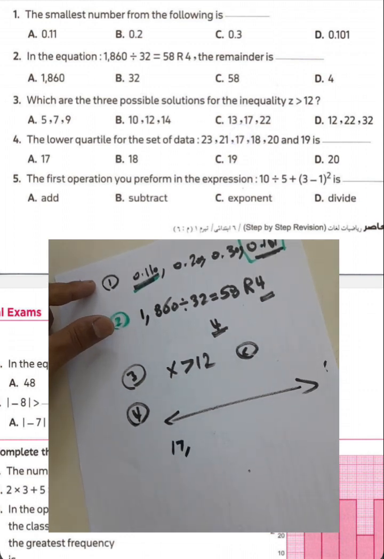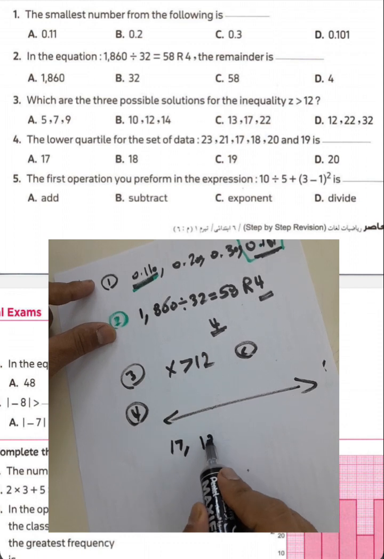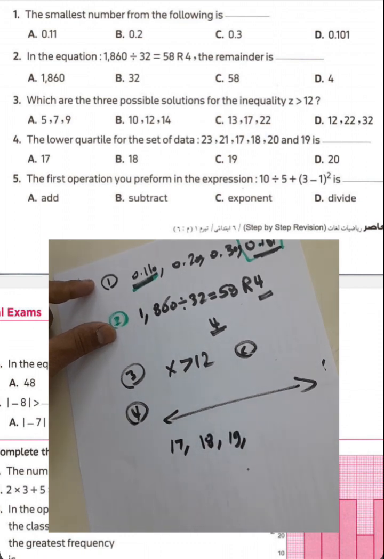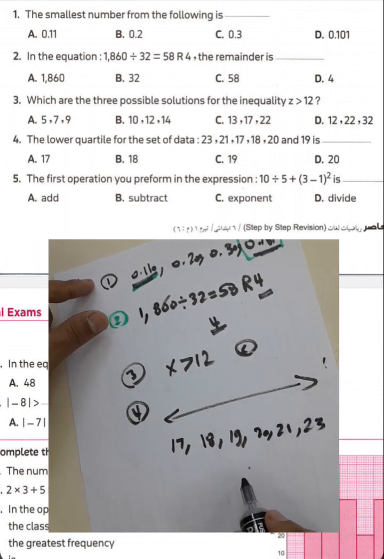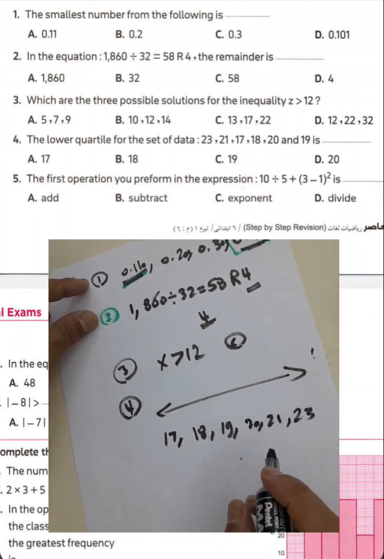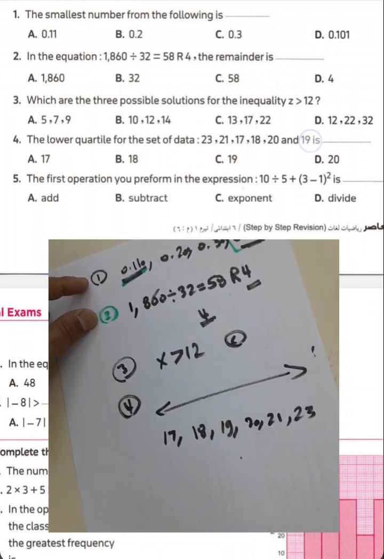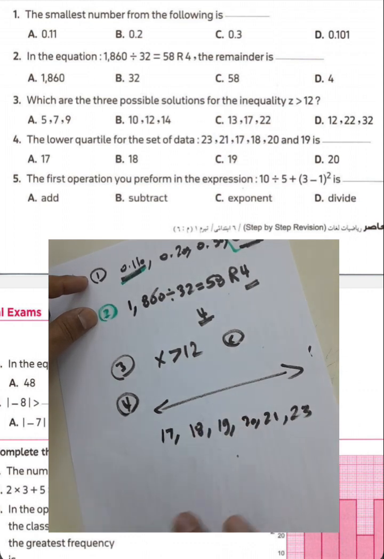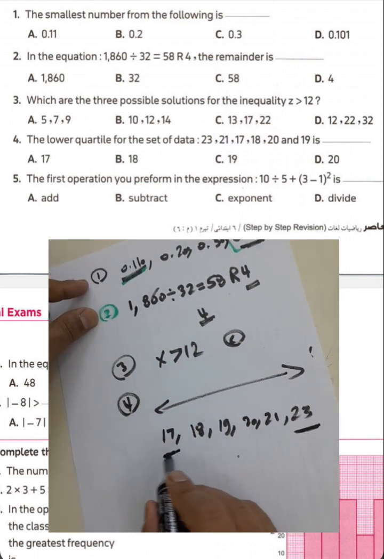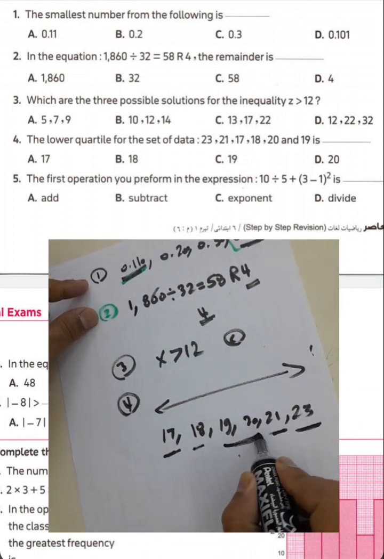and 18, 19, 20, 21 and 23. Okay, how many numbers do we have? 1 2 3 4 5 6. We can cancel digit by digit from both sides and find the median.